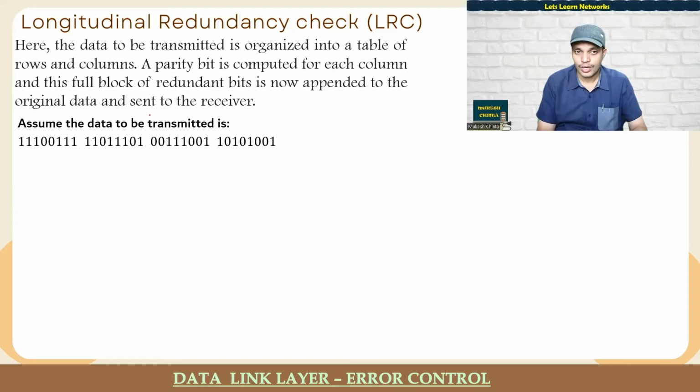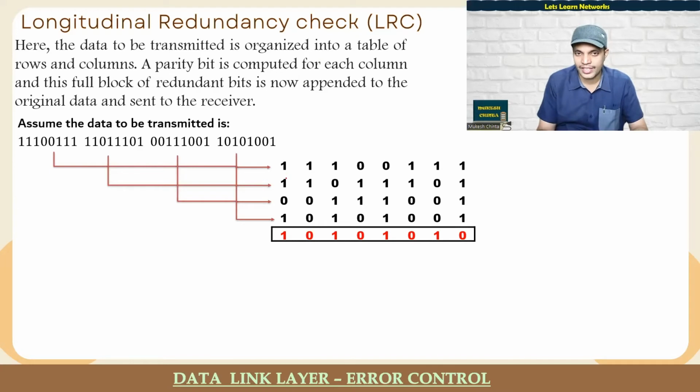Let's just assume that this is your data which is to be sent to your receiver. If you want to calculate the LRC, this is how you write it. You arrange it in the form of rows and columns, and for each column, you calculate the parity bit. So 1, 2, 3, 4. There is an even number of ones, so I added a 0 here. There is only one here, so I added another one. These are your parity bits.